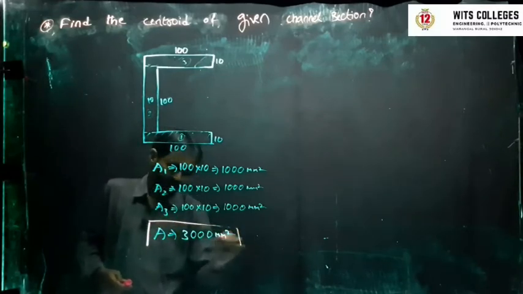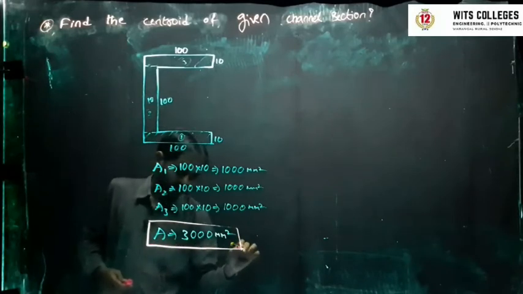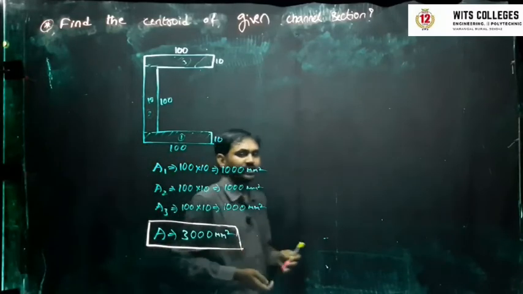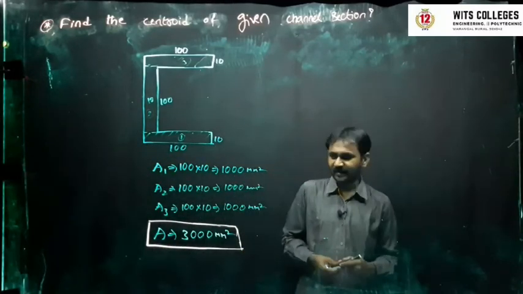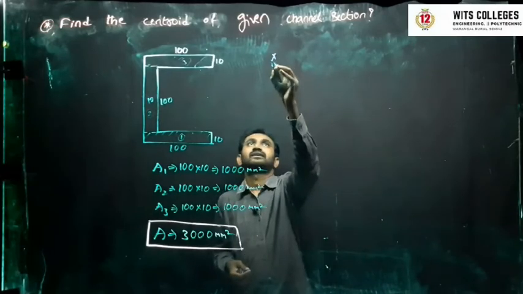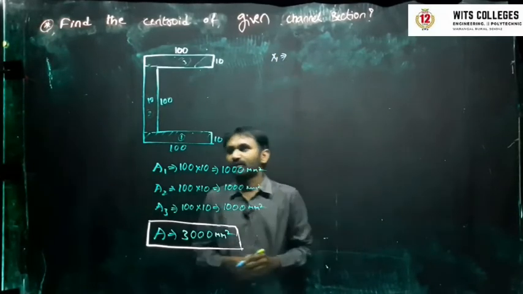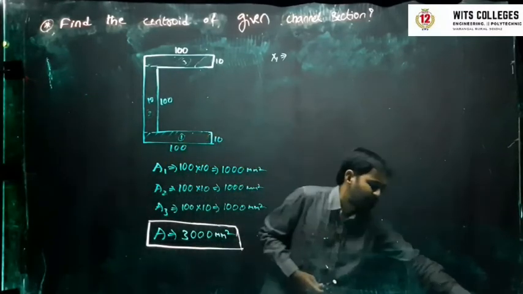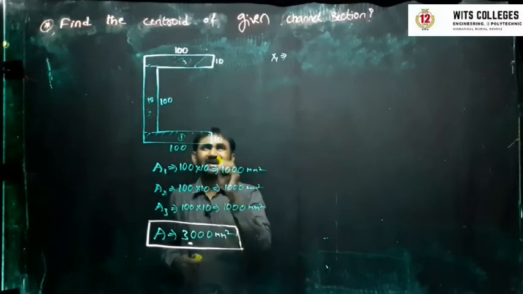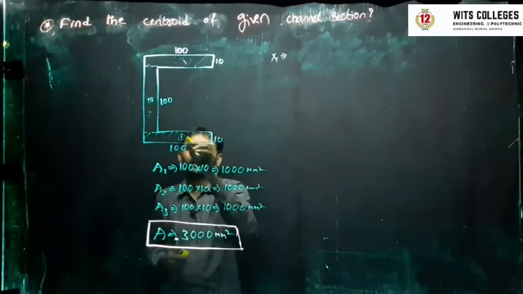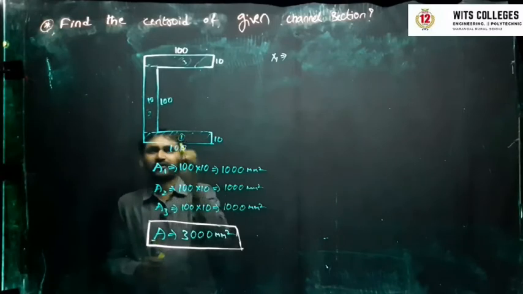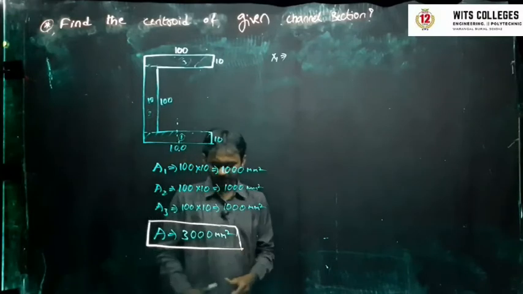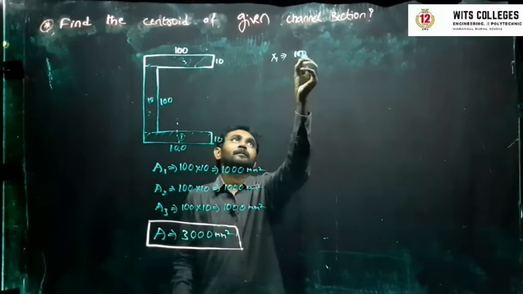So I got the total area. Now I have to calculate x1, x2, x3. So let x1 be equal to, what is x1? When you want x, you have to cut the figure in the y direction. X1 in the sense figure number 1. It means for the particular figure number 1 I want x. So when I want x, I want to cut that in the y direction. So this is obviously 100, so 100 by 2, that is 50.